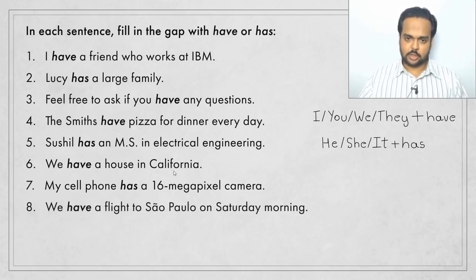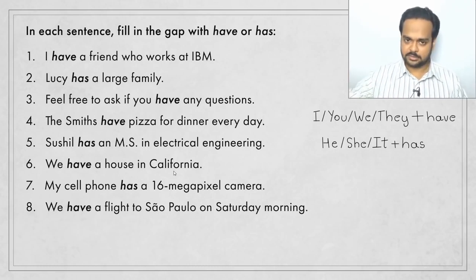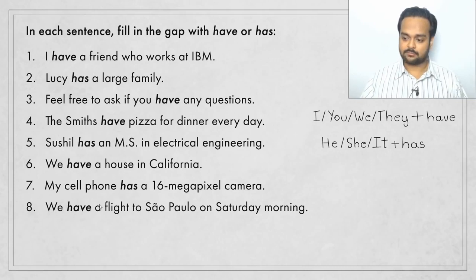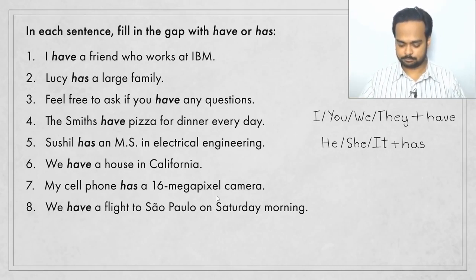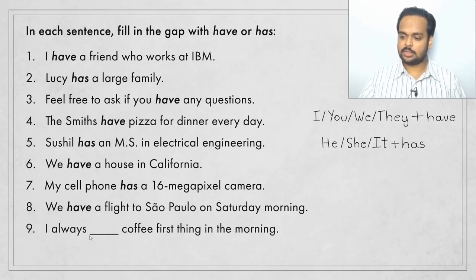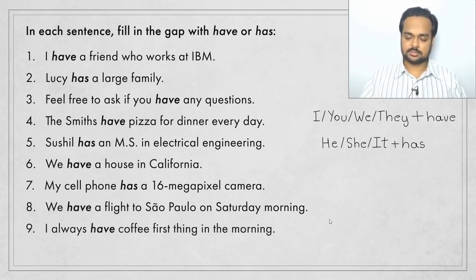This sentence actually talks about a planned experience or an event or a trip in the future. Okay, we have a flight to Sao Paulo on Saturday morning. That is a time in the future. Okay, number nine, I always coffee first thing in the morning. I always drink coffee is what we mean. The subject is I, so I always have coffee.